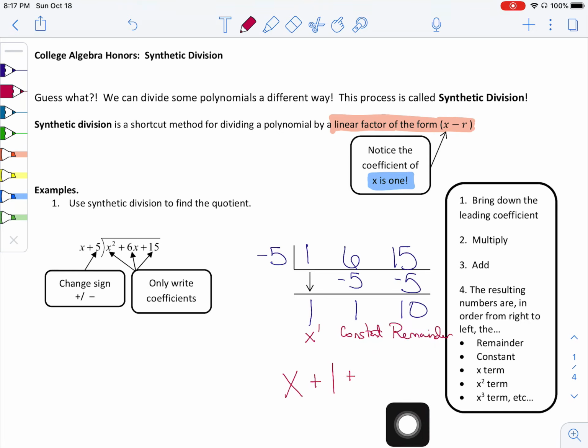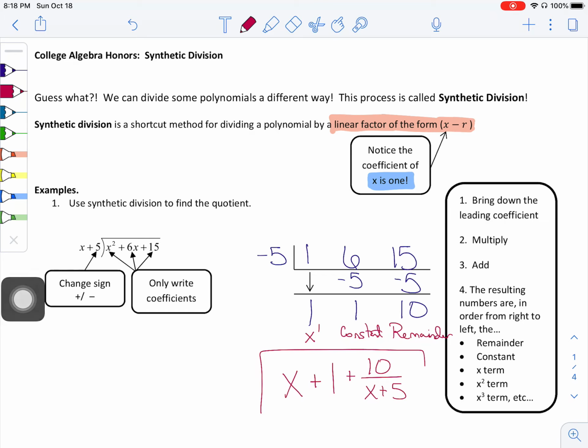Now, how do we deal with the remainders? We're going to write a fractional remainder. So we have 10 divided by whatever we were originally dividing by. So this was x plus 5 to start. So that is the answer to taking x squared plus 6x plus 15 and dividing by x plus 5. So that's how synthetic division works.